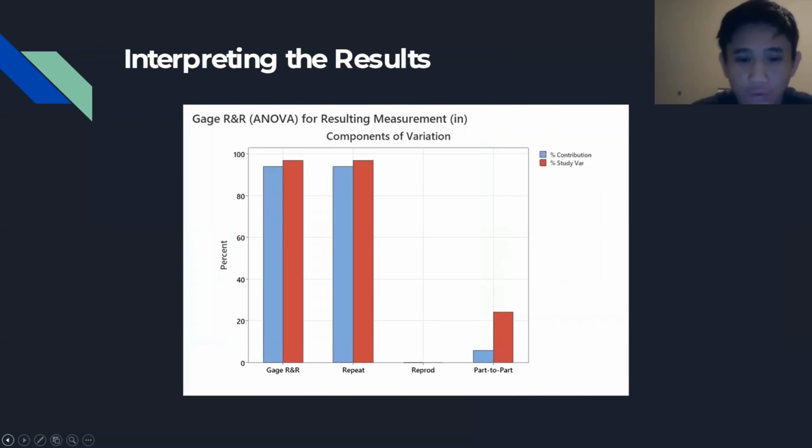Here is a graphical representation of the components of variance in the gauge evaluation. Again, the majority of the variation comes from the gauge R&R. And the gauge R&R is composed of the repeatability and the reproducibility. Most of the gauge R&R comes from the repeatability, and there was slight variance coming from the part-to-part aspect.